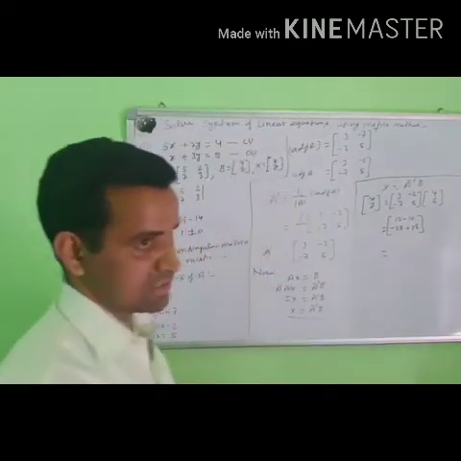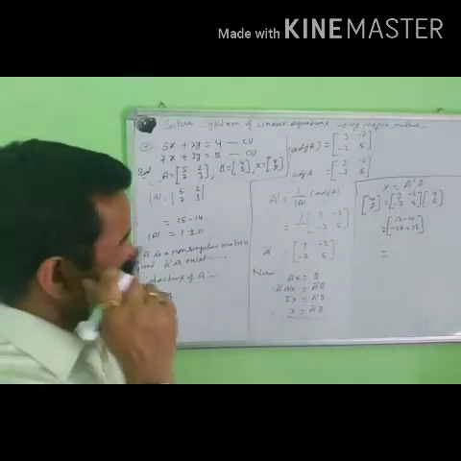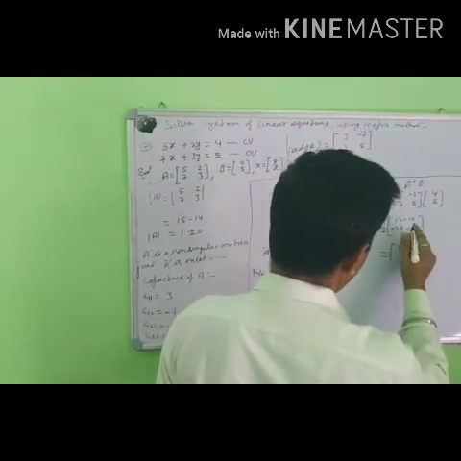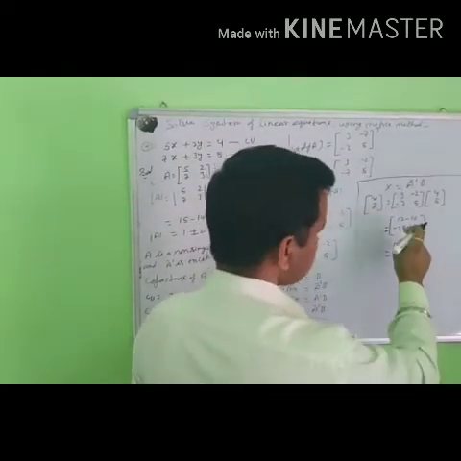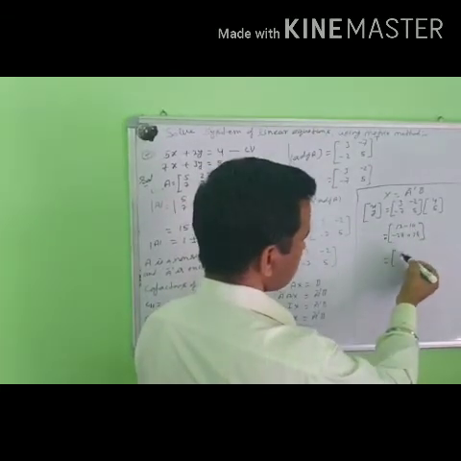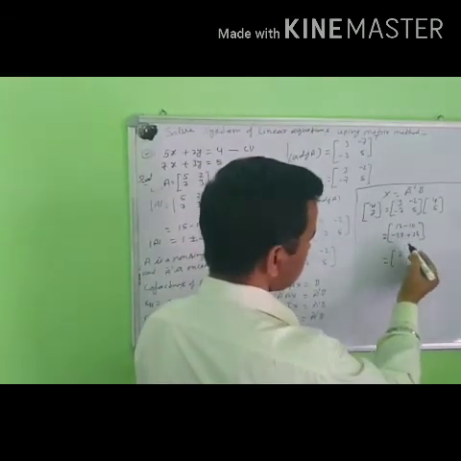Then you will get the answer here. Now add: 12 minus 10 is 2, and minus 28 plus 25 is minus 3.